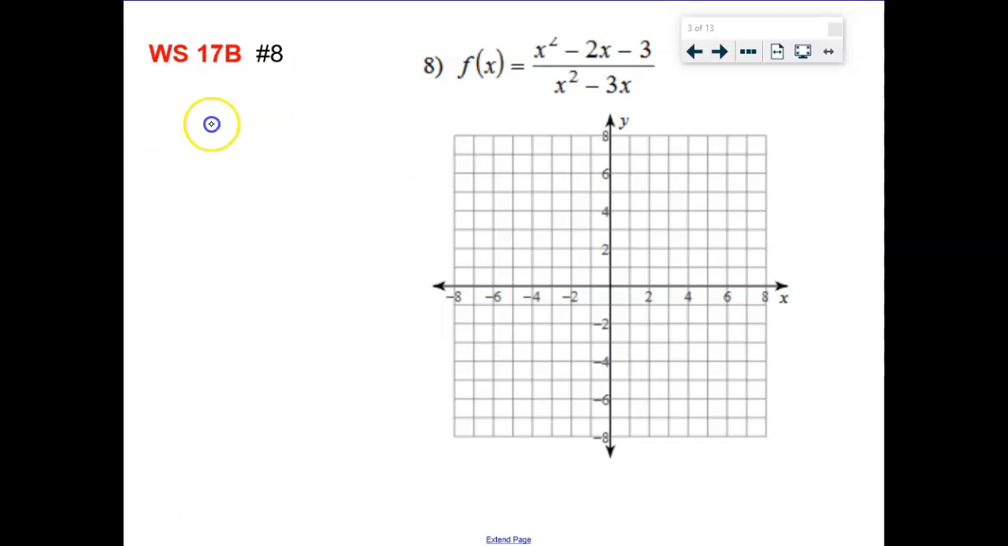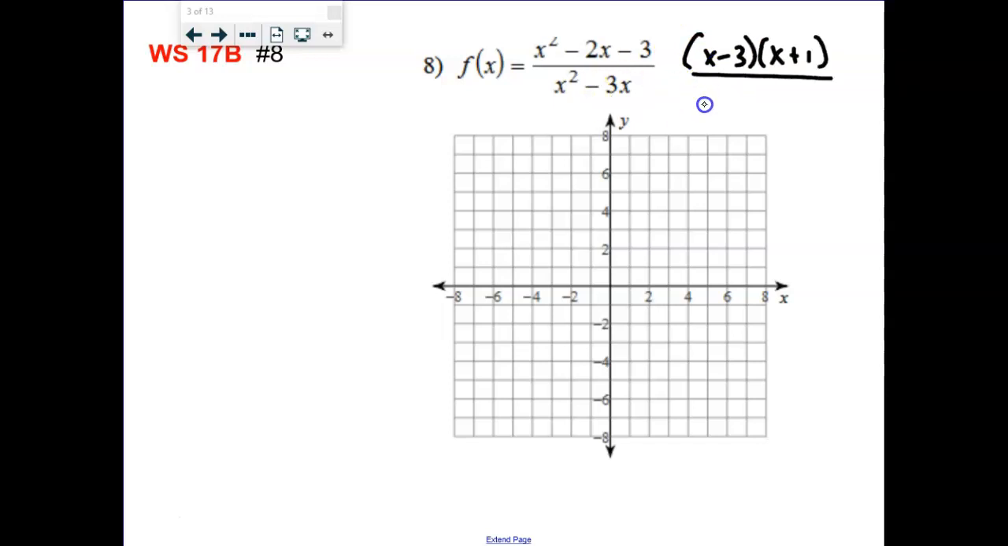Okay, so the first thing on my yellow card says you better factor everything. So let's factor everything. This becomes x minus 3 times x plus 1 in the numerator. And then in my denominator, you can factor an x out, so x times x minus 3.